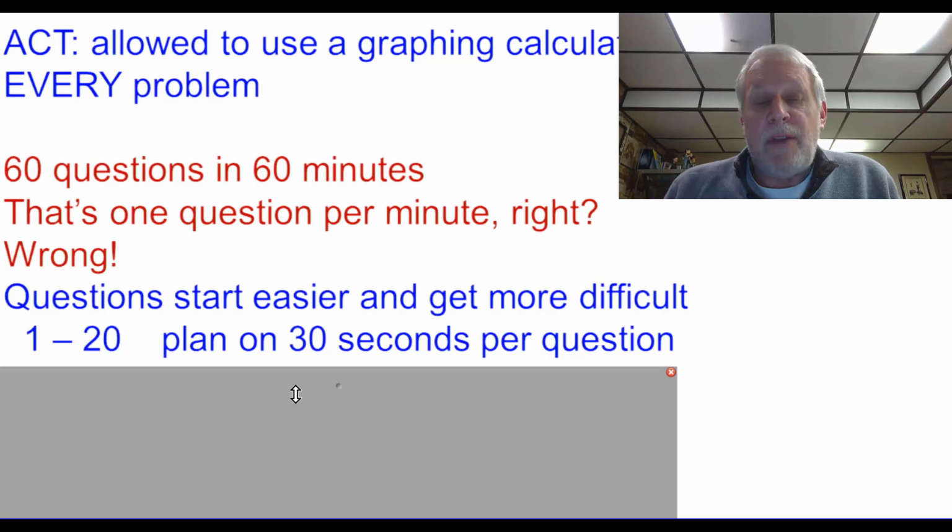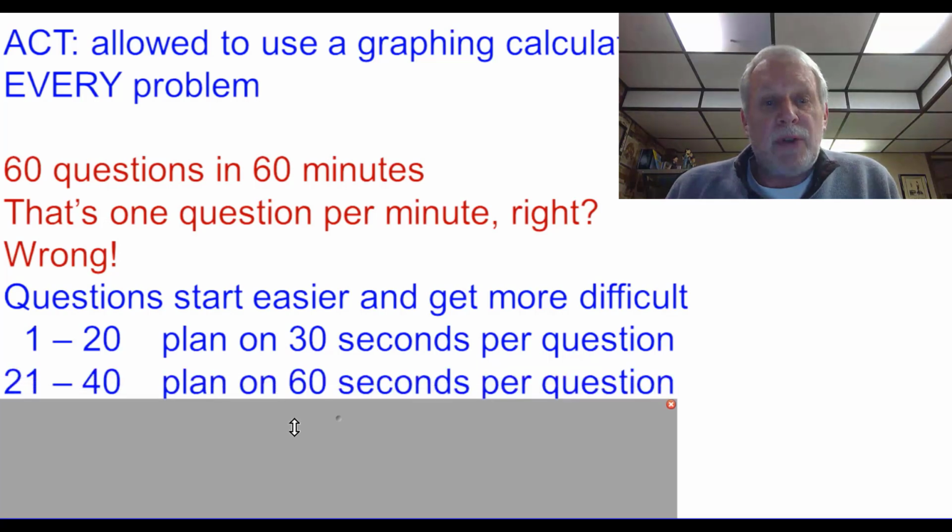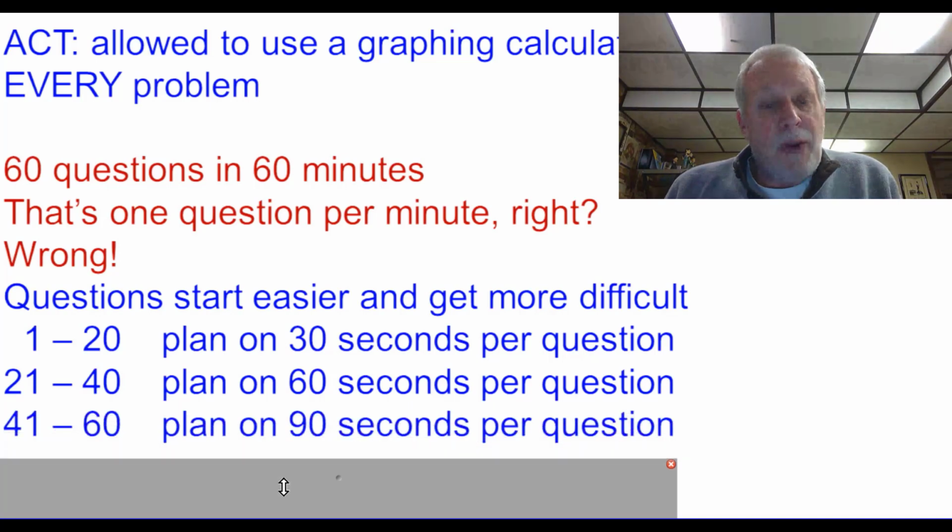So we suggest on the first 20 you plan on about 30 seconds per question, the middle 20 about 60 seconds per question, and on the last third about 90 seconds per question. That's not a hard and fast rule, but a good idea. We call this the 30, 60, 90 approach. You might have heard that somewhere about triangles.